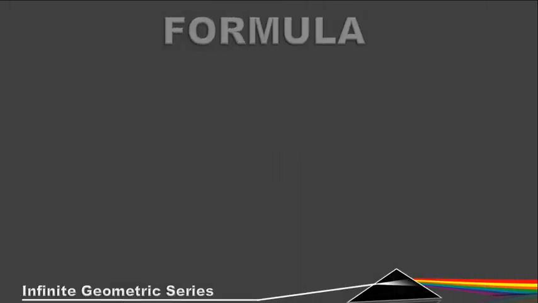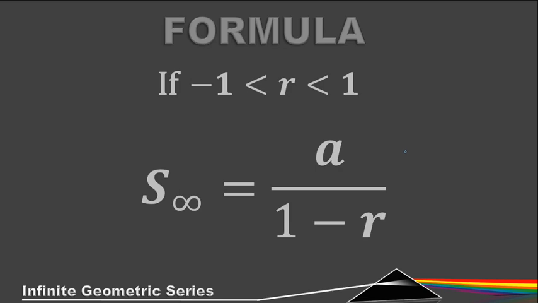Now, when I have a geometric series that has a constant ratio which falls between the values -1 and 1, I can then calculate the sum to infinity of that series. And the formula for the sum to infinity is as follows. We've got sum to infinity is equal to a over 1 minus r. And then the a value, as usual, is just simply our first term. And the r value, as we know, is the constant ratio.